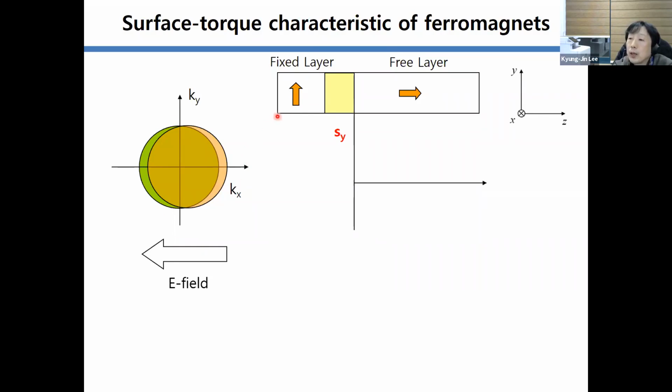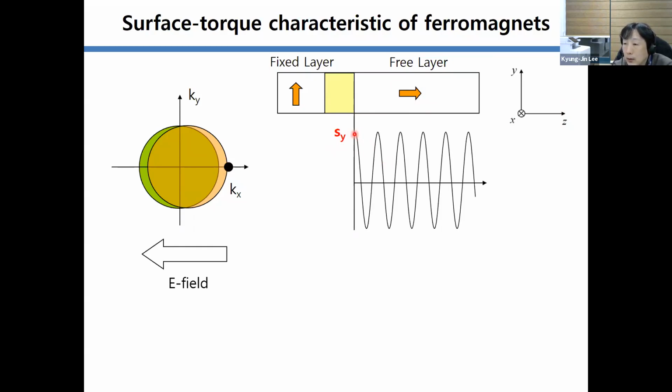So let me assume that I have this spin valve structure. The fixed layer magnetization is pointing in this direction and the free layer is pointing in that direction. If I inject an electron from here to there, it is polarized along the y direction and enters into the ferromagnet with magnetization in the z direction. So when I plot Sy for this k state, this Sy component will oscillate because of the precession.